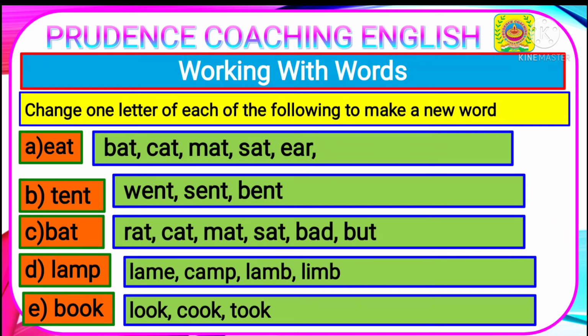Eat. We have changed E by B, we got bat. Next we have changed E by C, we have got cat. Next is mat, sat, ear. We have changed T as R here in ear. Next we have tent. It will be changed as went, sent, bent. You can include your own words as well.